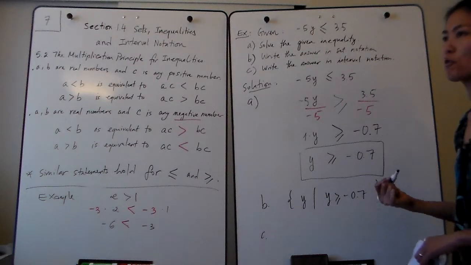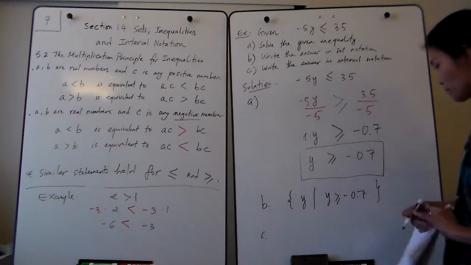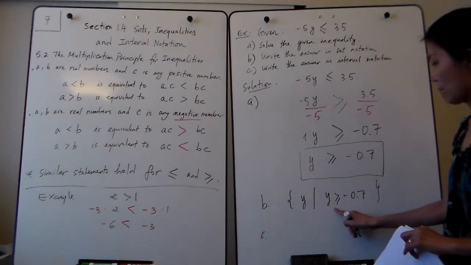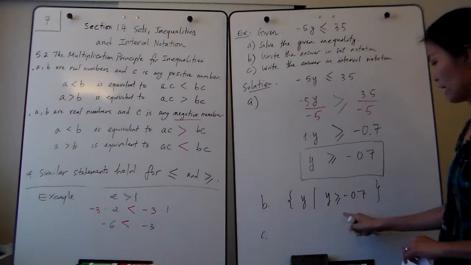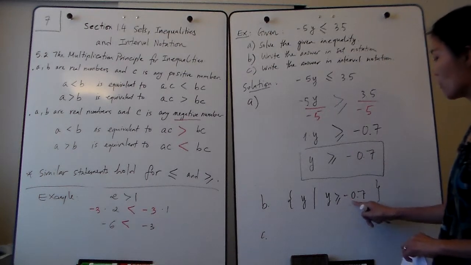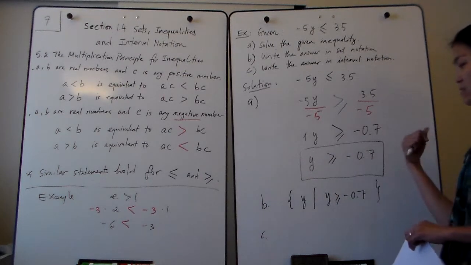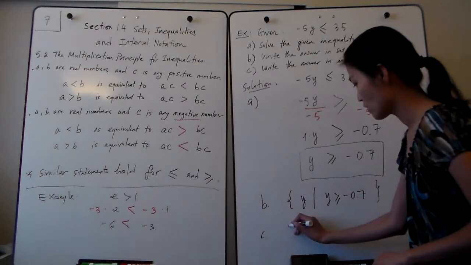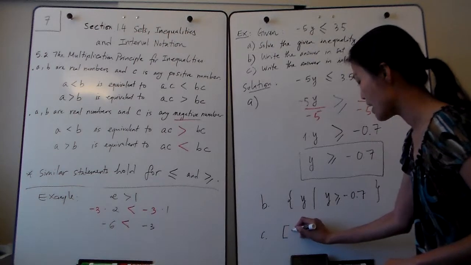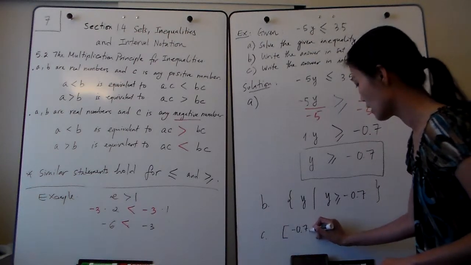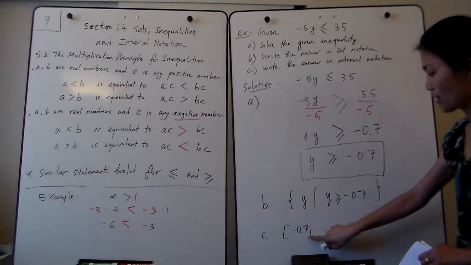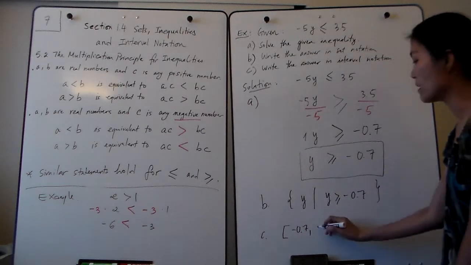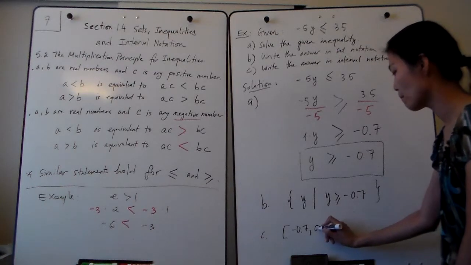Notation, we need to use parentheses or brackets. So this is greater than or equal to, right? That means we will include the endpoint negative 0.7. So negative 0.7 is the left-hand side. We use brackets, negative 0.7, greater than, right? That means approaching to the right without bound. It means we're going to use positive infinity.